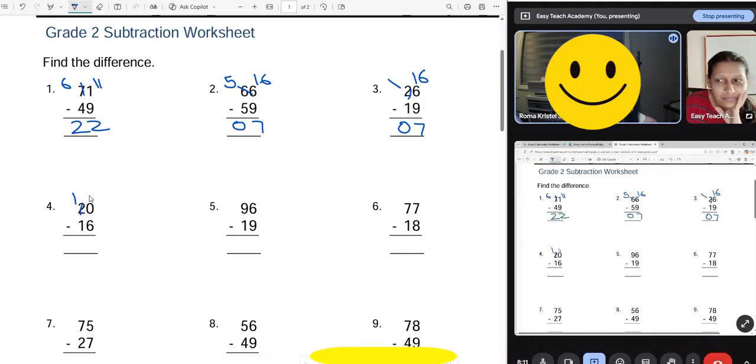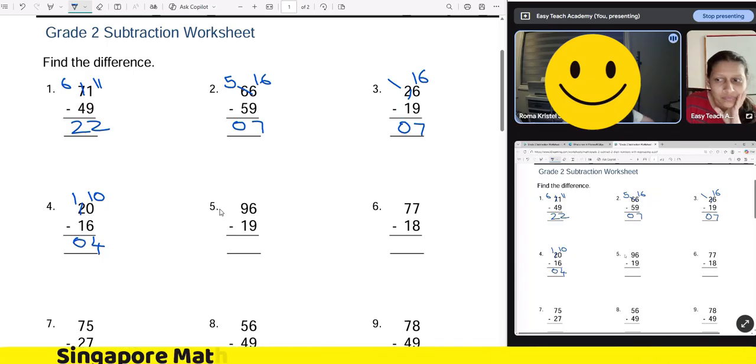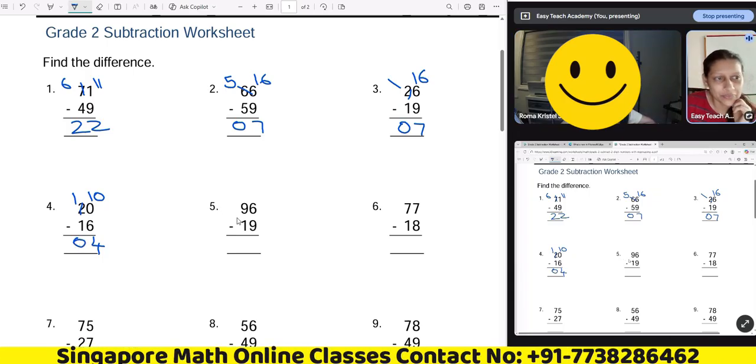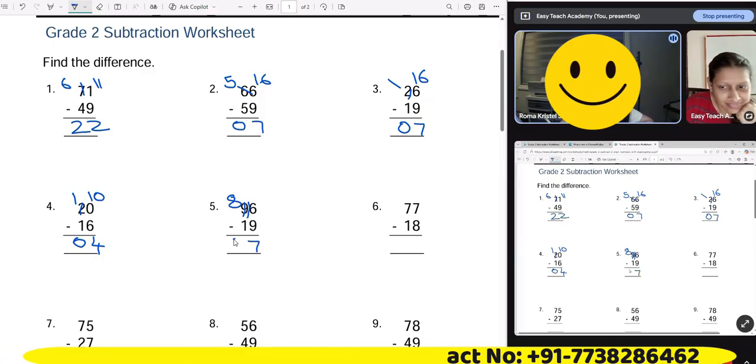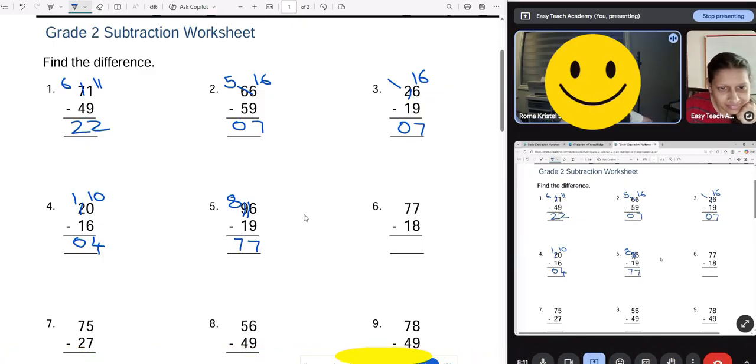2 minus 1 equals 1. The 0 becomes into a 10. 10 minus 6 equals 4. 1 minus 1 equals 0. Yeah. Next sum. 9 minus 1 equals 8. And 6 becomes into 16. 16 minus 9 equals 7. 8 minus 1 equals 7. So the answer is 77.